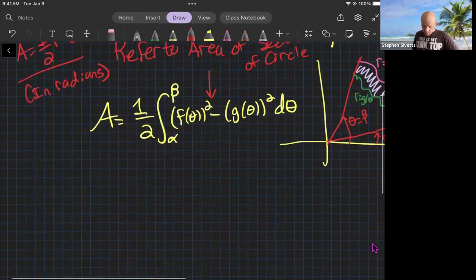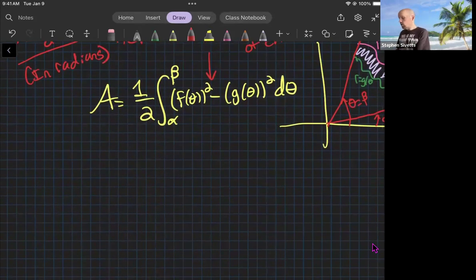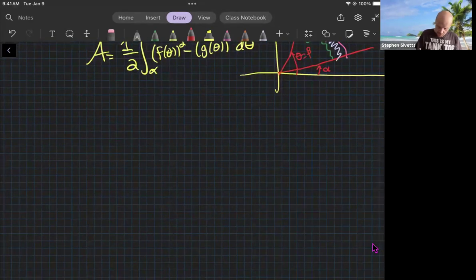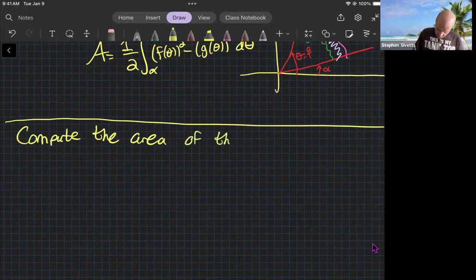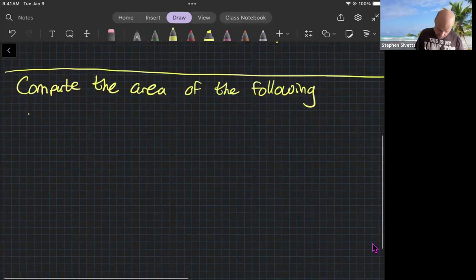Okay. Part of this work is drawing out the polar graphs and then computing exactly what the limits of integration would be, right? So let's do a few examples. So if I want to compute the area of the following regions, okay?